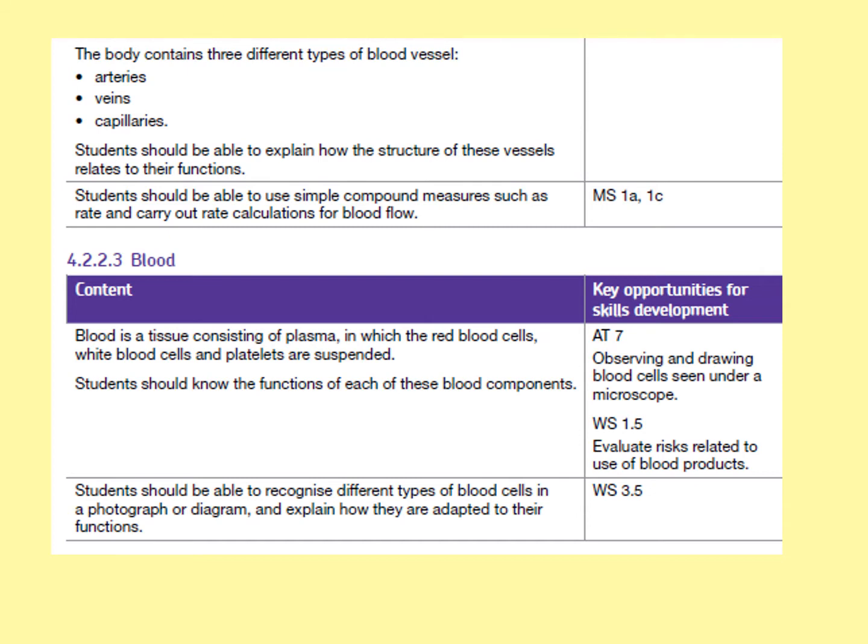This lesson is part of the cells topic and it's just about blood and what we call blood vessels. These are things that carry blood around. Again, this is just the specification, which helps you know what AQA want you to understand, what's going to be covered in the lesson, and also gives you some hints about how questions might be asked.